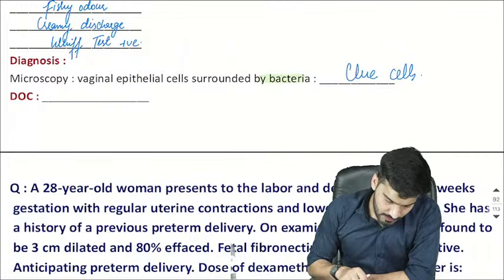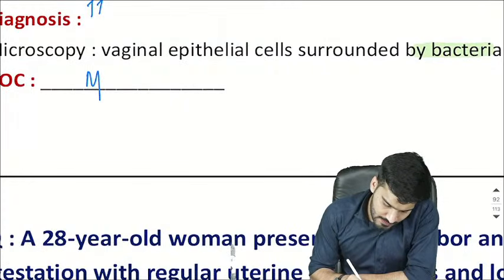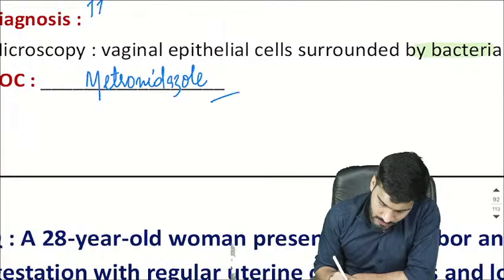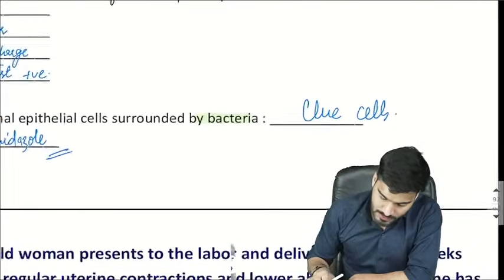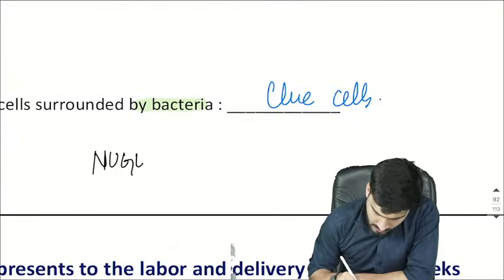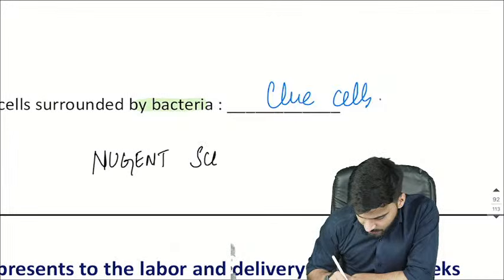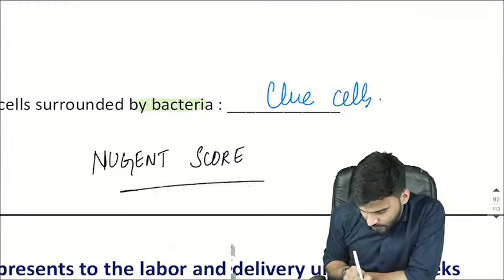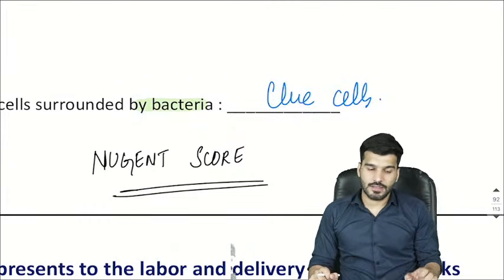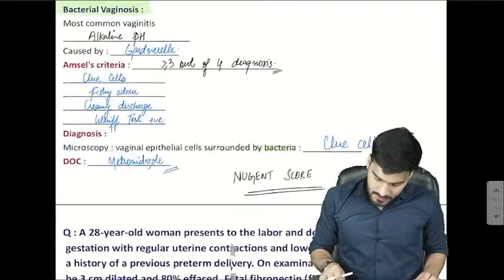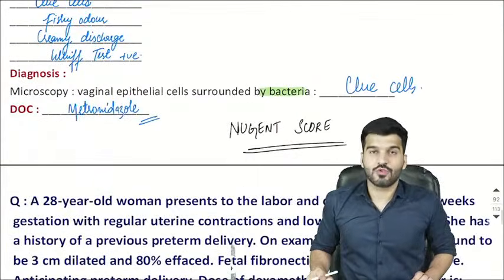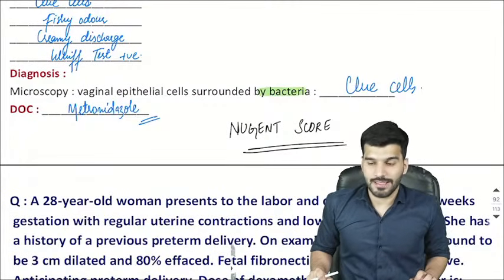Now next to that, what is going to be the drug of choice? Drug of choice is metronidazole. Okay, and we have one PYQ that was asked. Nugent score is calculated in, so remember, Nugent score is also calculated in bacterial vaginosis. Clear to everybody? Yes. Next question. So it was all about candidiasis, trichomoniasis, and bacterial vaginosis.